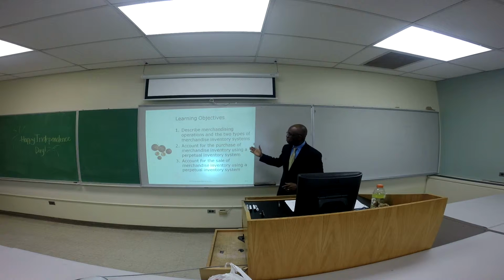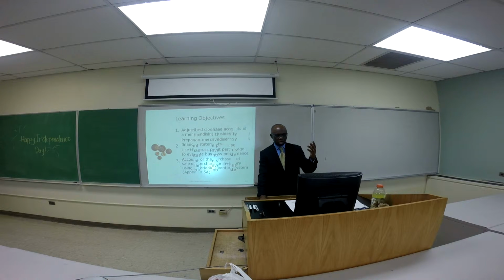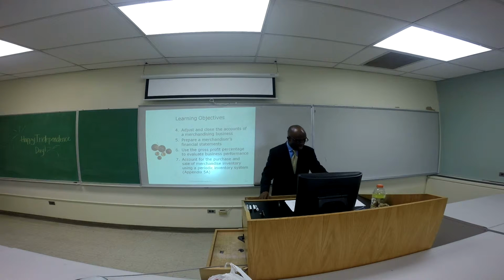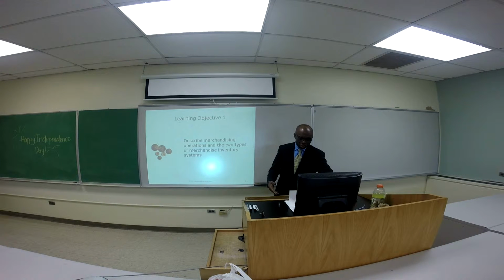Here we have objective number 1. We are going to describe merchandising operations and the 2 types of inventory systems. Objective 2, 3. So we have 7 objectives altogether in this chapter. Moving along, let's take a look at the first objective. We are to describe the merchandising operations and the 2 types of merchandise inventory systems. So 2 issues there.